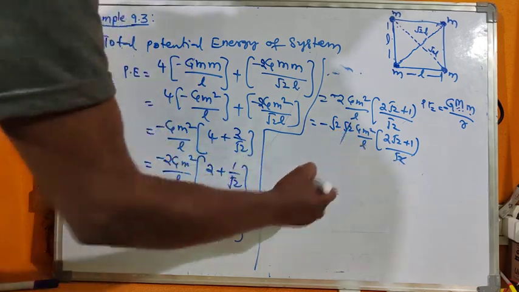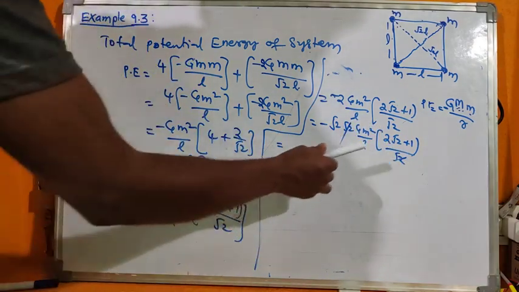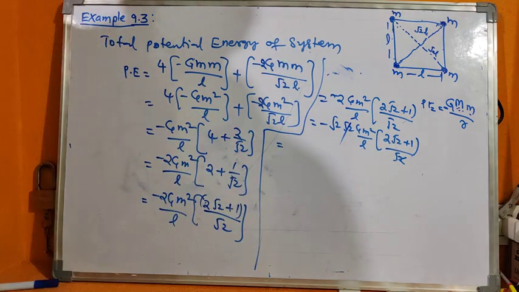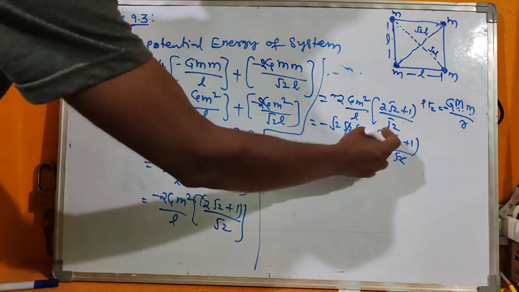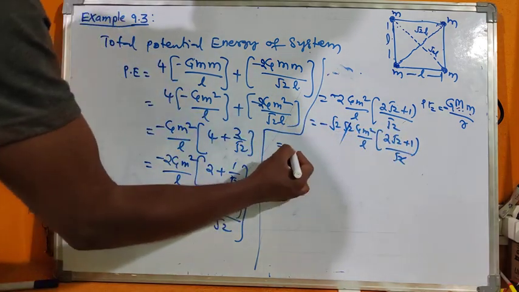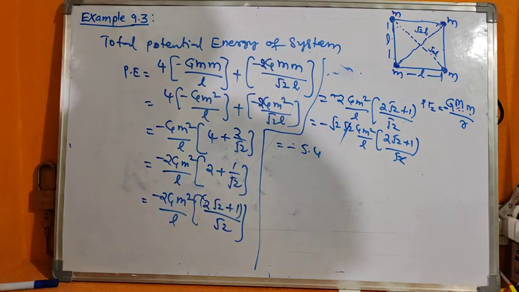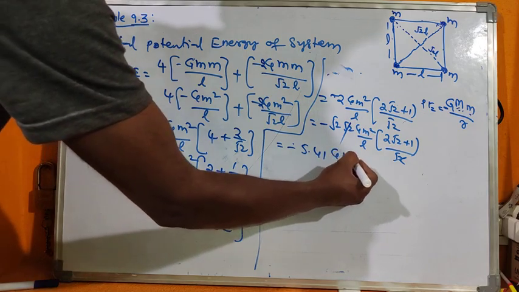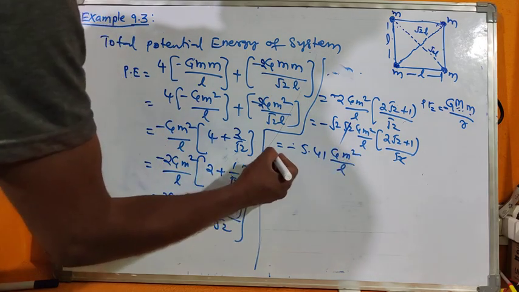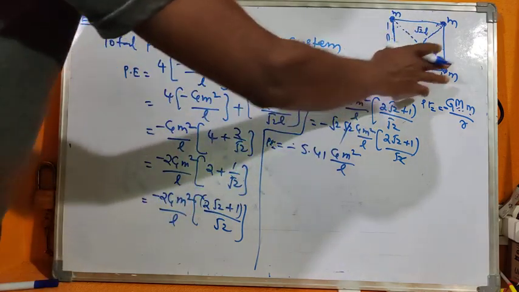The root 2 cancels, and this is equal to, so this is root 2 into root 2. After calculation, we are getting minus 5.41 Gm square by L. This is the potential energy of the total system.